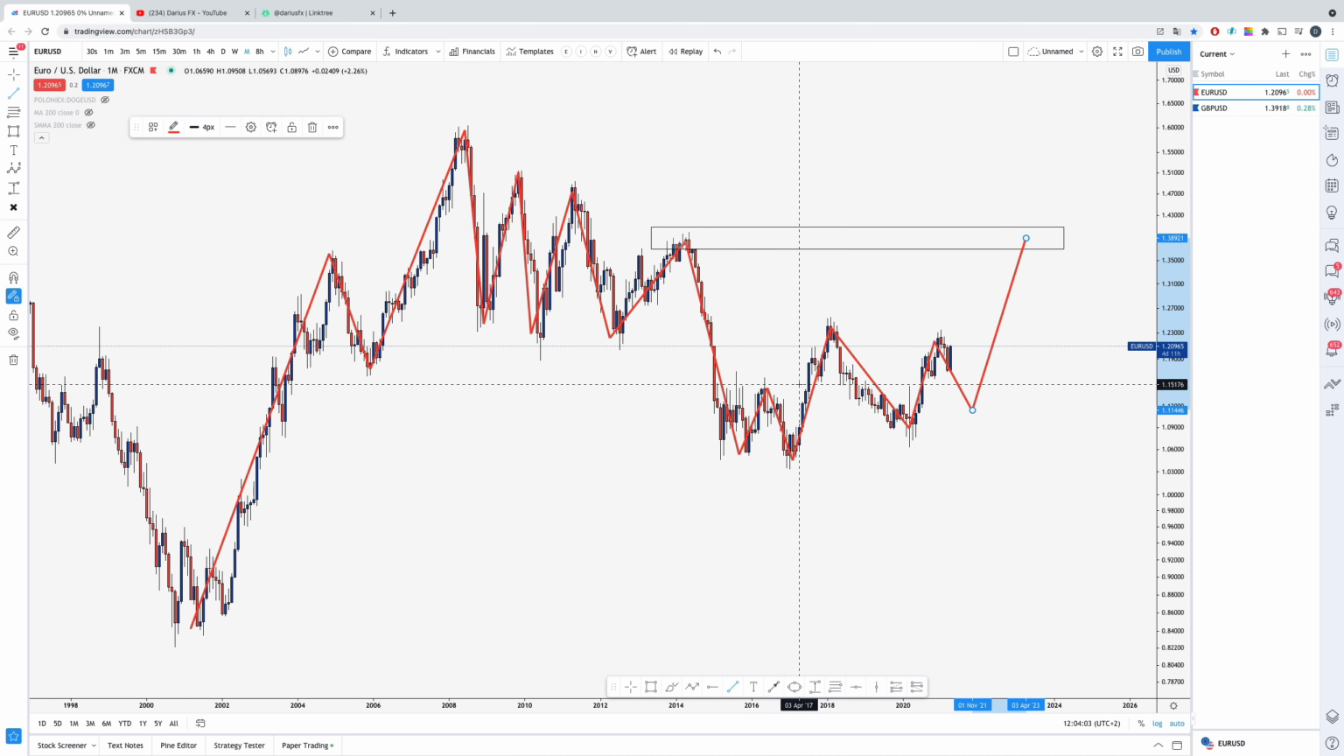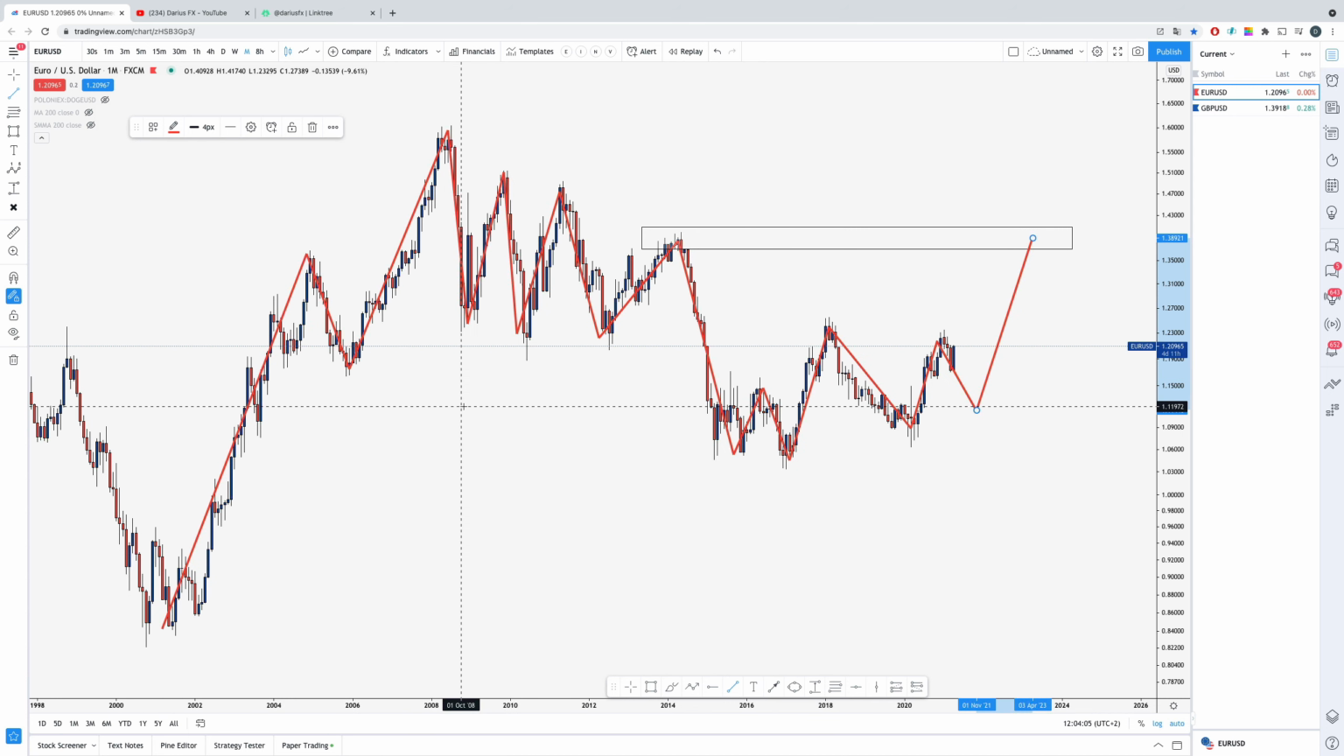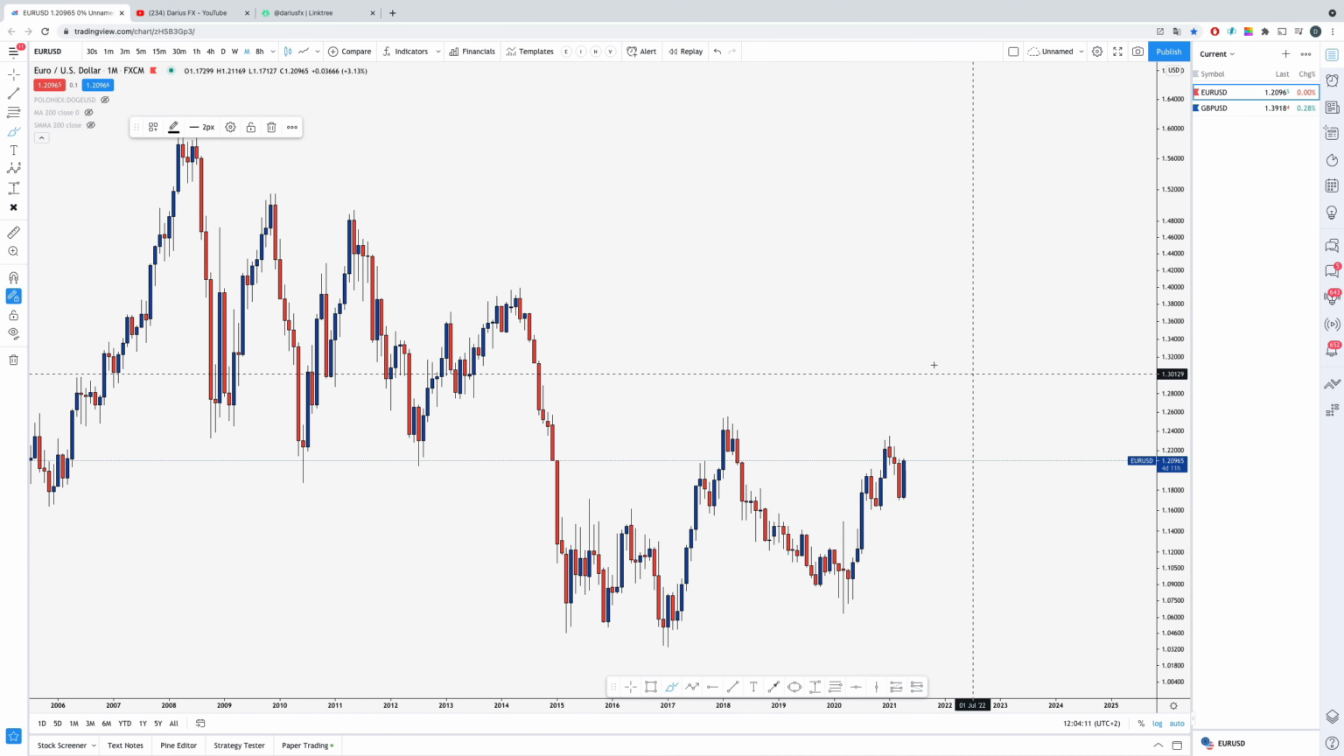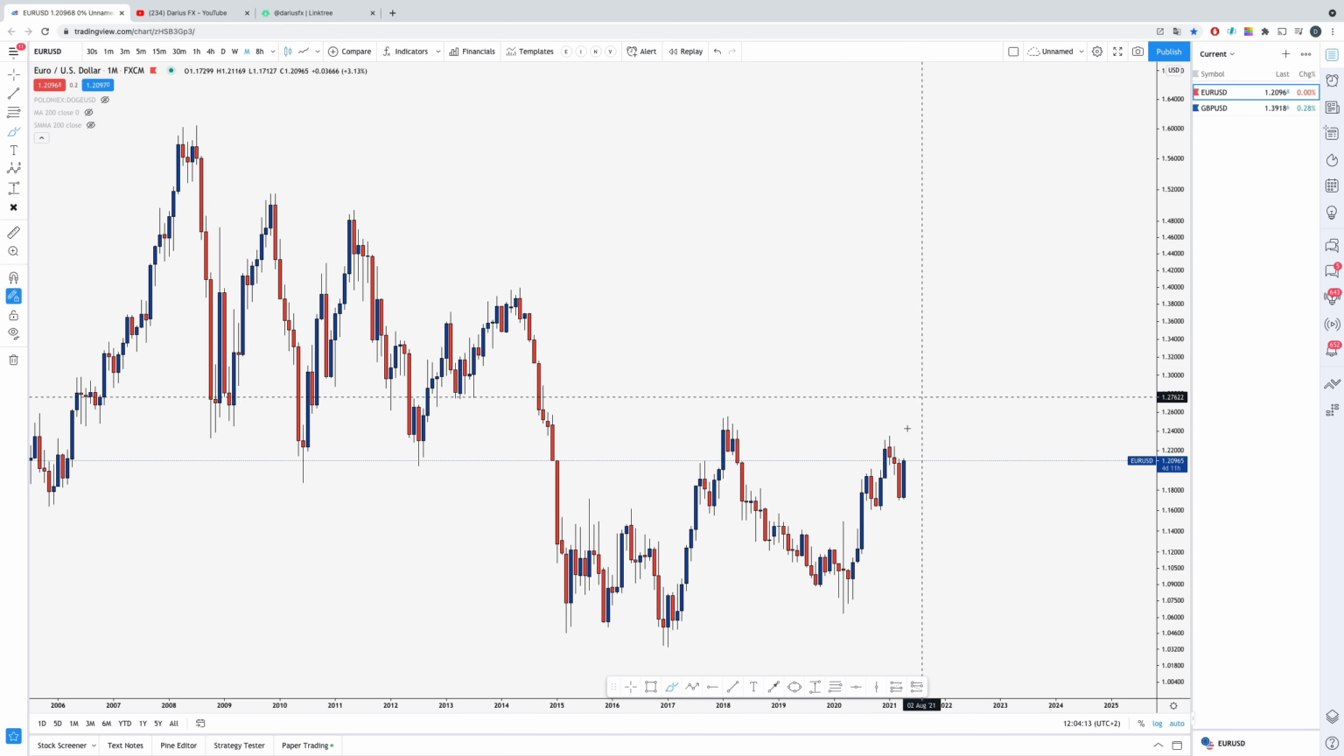Now, in order for us to answer that question, we need to have a look at the lower time frames as well. But right now, let's just analyze only this area, because this is more interesting for us.